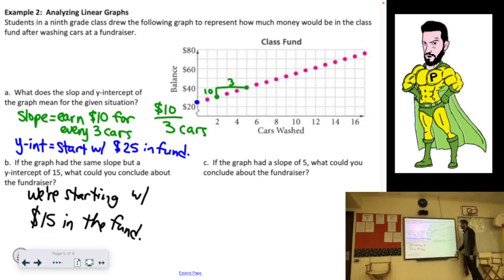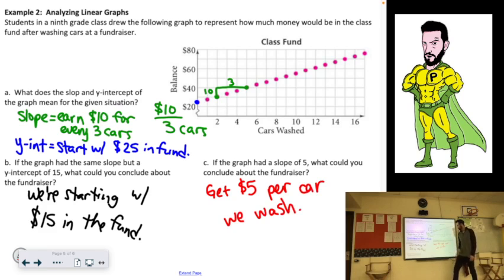Who knows? C, if the graph had a slope of 5, what could you conclude about the fundraiser? Remember, the slope is how much money we're making. So here it was 10 over 3, which means approximately $3.33 per car. If the slope was 5, that means we're getting $5 per car we wash. Nice. Cool, we got one more.